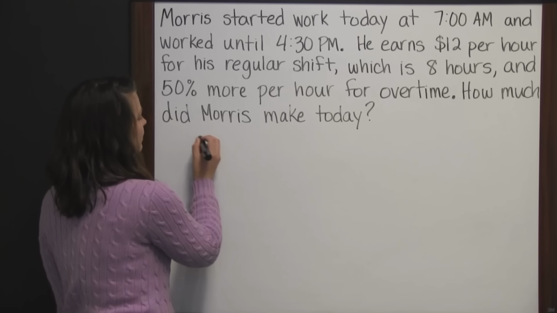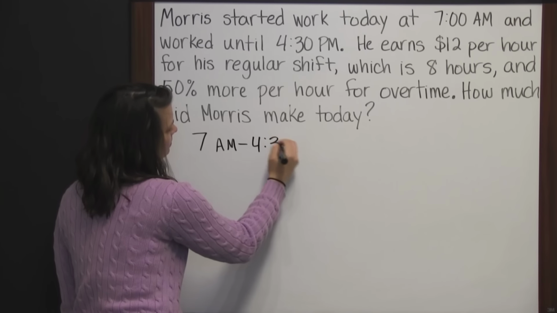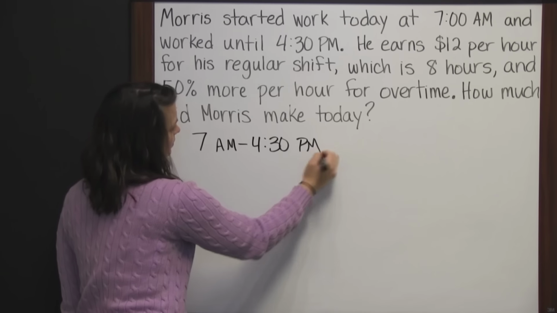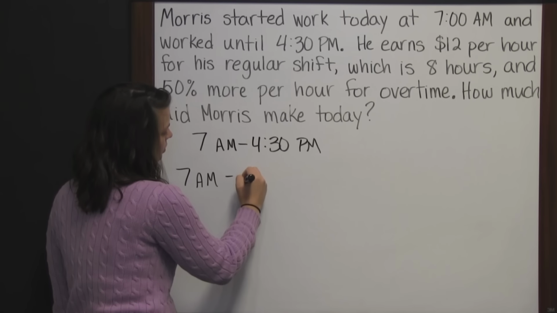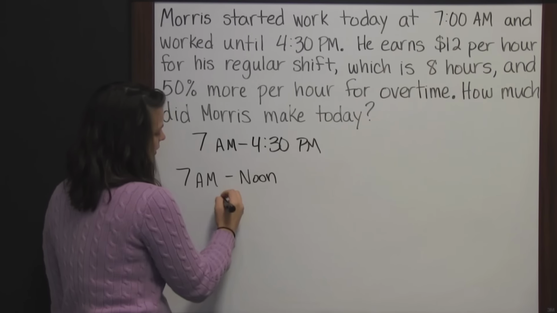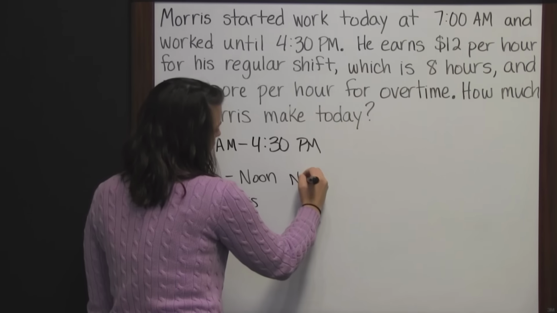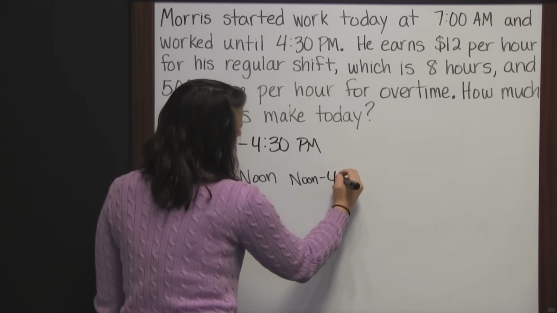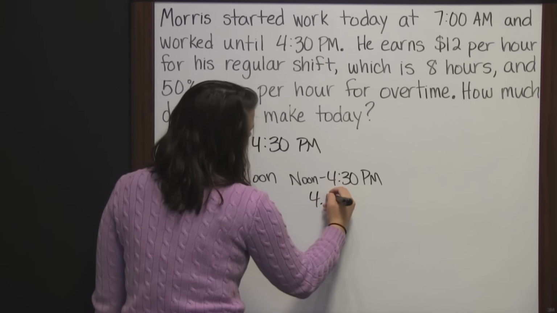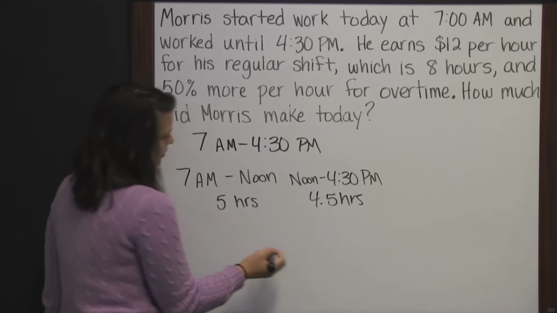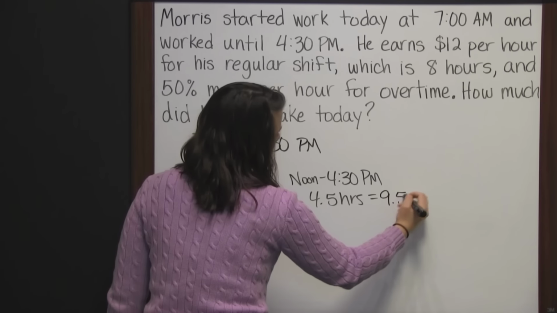So if he worked from 7 a.m. to 4:30 p.m. Then from 7 a.m. to noon, that's 5 hours. And from noon to 4:30 p.m. is 4.5 hours, which means he worked for a total of 9.5 hours.